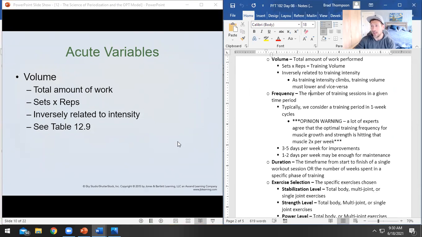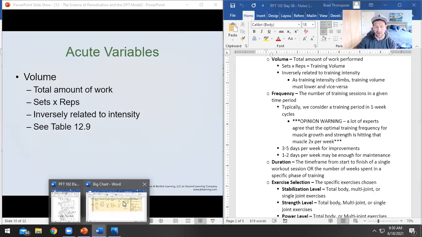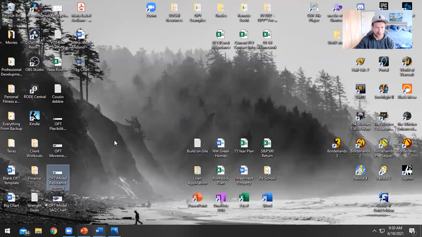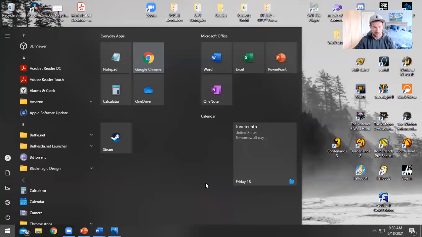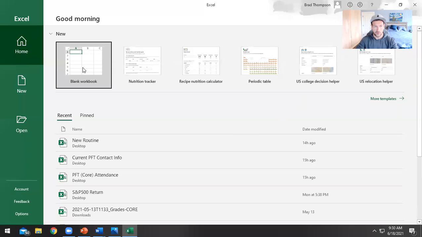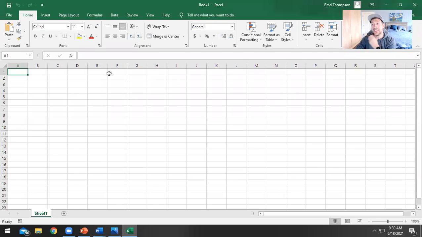So the next thing we've got to look at is total training volume. Volume is not listed out, but we've already talked about it. It is the sets times the reps, right? So we did this example earlier. Here's my Excel. Let's take a look at total training volume here.